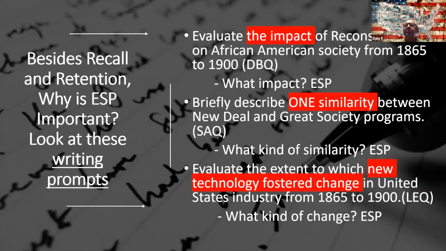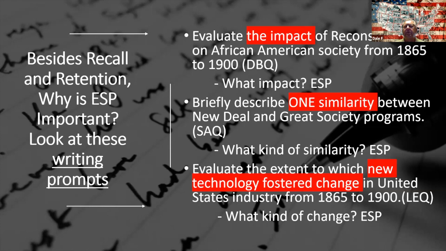Here's a short answer question. Describe one similarity between the New Deal and Great Society programs. Of course, the New Deal in the 1930s, the Great Society of the LBJ presidency in the 1960s. What kind of similarity? Was it similar economically, similar socially, similar politically? A good example of that would be politically, there were government programs that were introduced to help the underrepresented and underserved. So that would be a political similarity between the New Deal and Great Society programs, and you'd be given credit for that on the national exam.